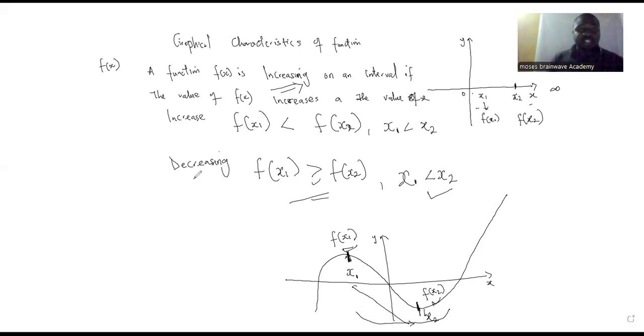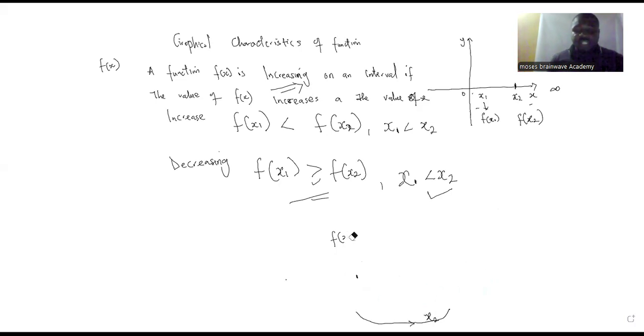So that is it about increasing and decreasing of functions, right? Now, we can go further to state what a turning point is, right? A turning point is a point on a curve that is higher or lower than all the nearby points. Either it is higher or it is lower than all the nearby points, right?